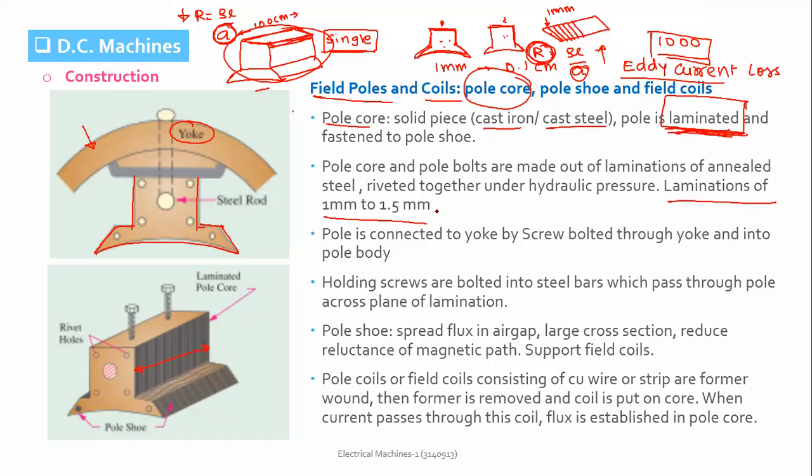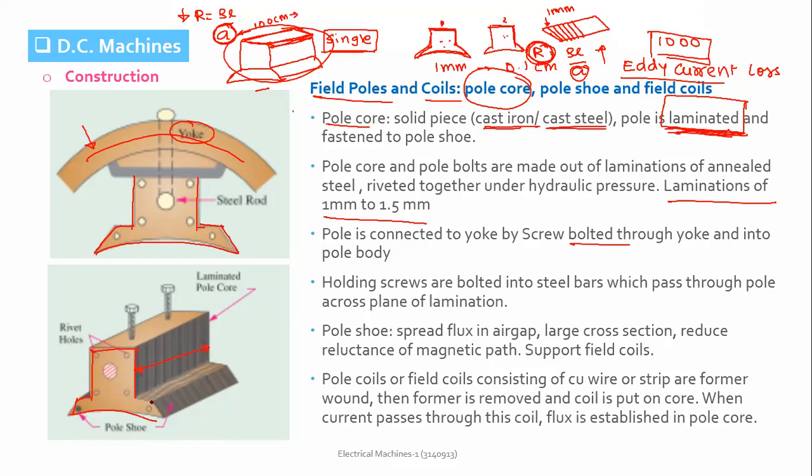Is it clear what is the meaning of the laminations? It is the very small thin pieces of the material. Then this is a pole. Obviously, it is a ferromagnetic material. You can see cast iron or cast steel made up of thin laminations, and generally it is bolted on the yoke frame. So this here is the pole.